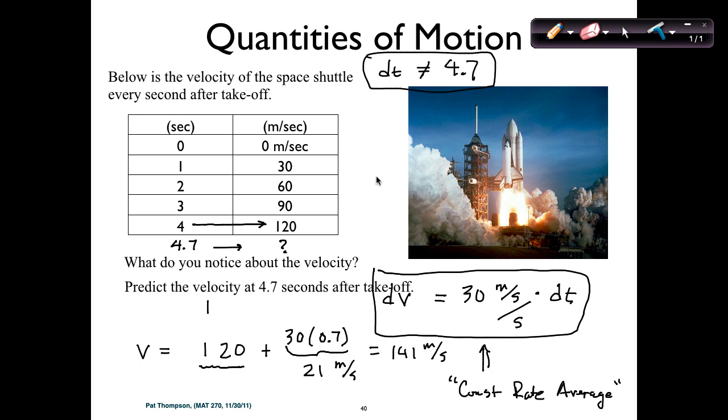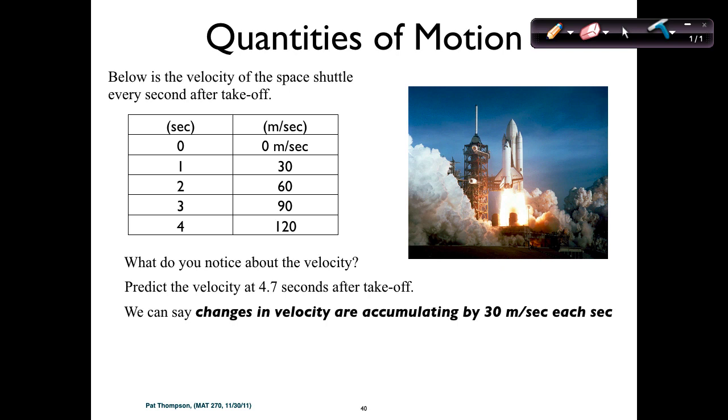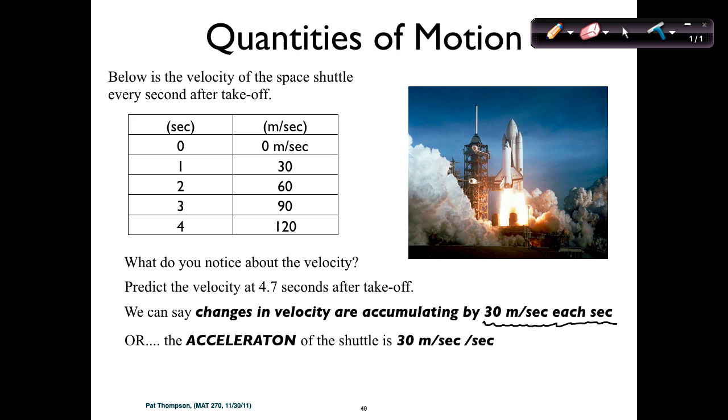Any questions on that so far? Okay, so this is what we say. We can say changes in velocity are accumulating by 30 meters per second each second. And this is the rate of change of velocity. A few of you were saying we have another term for that. What is the rate of change of velocity? Acceleration, right? So we can say the acceleration of the shuttle is 30 meters per second per second.